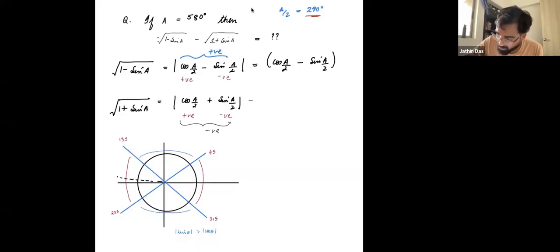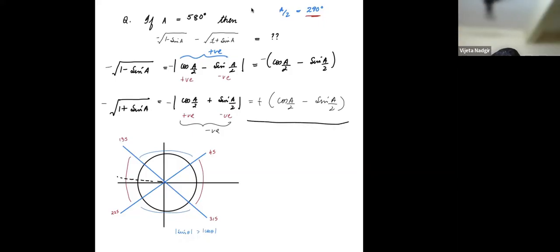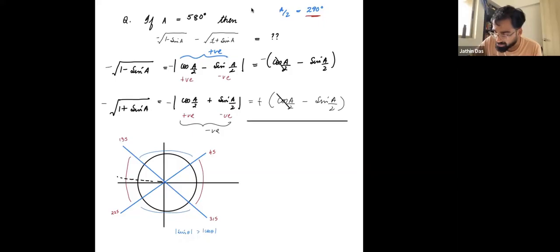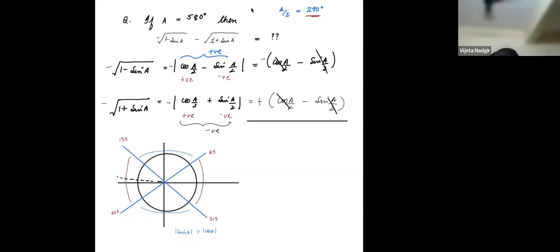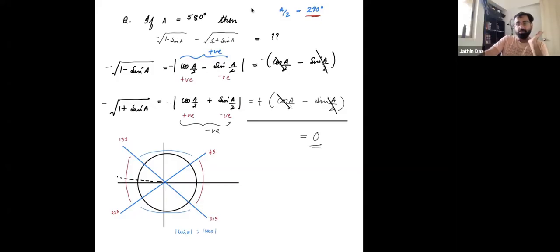So minus cos A by 2 minus sin A by 2. Okay. Now I'm putting the sign change. Minus plus. Okay. I'm adding it. So what will happen? These two cancel, actually these two also cancel. Look, 0 is the answer. Okay. Clear now? This you can do.